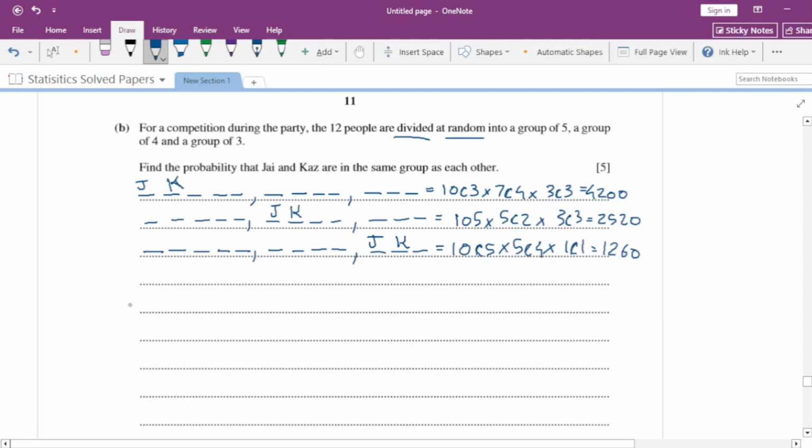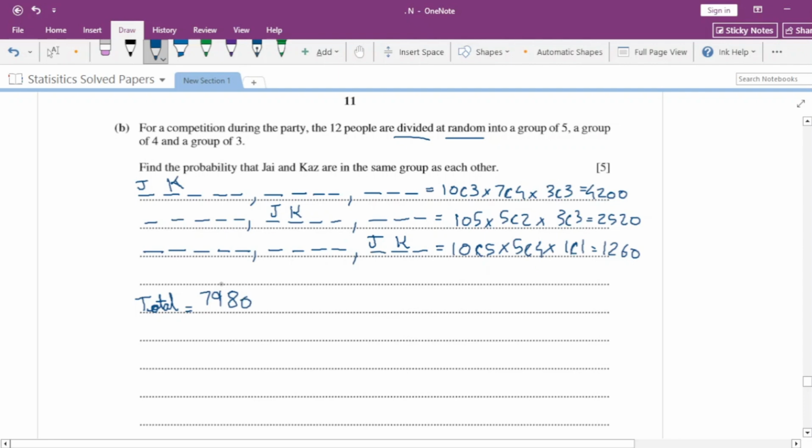Alright, and these are all alternate cases. Either one of them can happen, so we add them because either the first case or the second or the third case could happen. That means we're going to add them. So total cases over here, we can add them, and that would be 4, 2, 0, 0 plus 2, 5, 2, 0 plus 1, 2, 6, 0 is 7, 9, 8, 0.